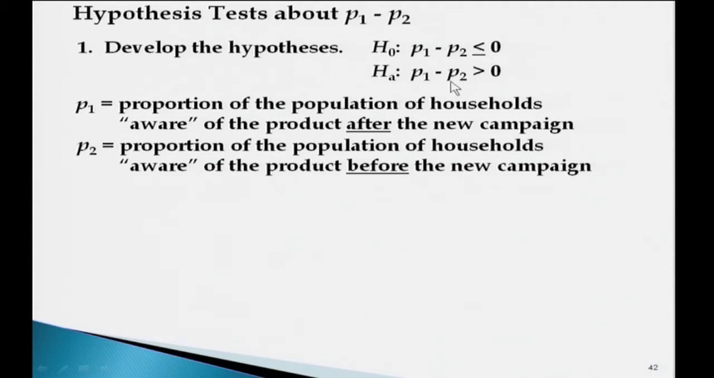Then in alternative P1 is greater than P2, where P1 here is after the new campaign. After the new campaign, the proportion of awareness is increased. So, here please consider after campaign as P1 and before campaign as P2. So, in the first case you can consider that there is no change. In the second case, you are assuming as an alternative hypothesis that the proportion of awareness is increased.